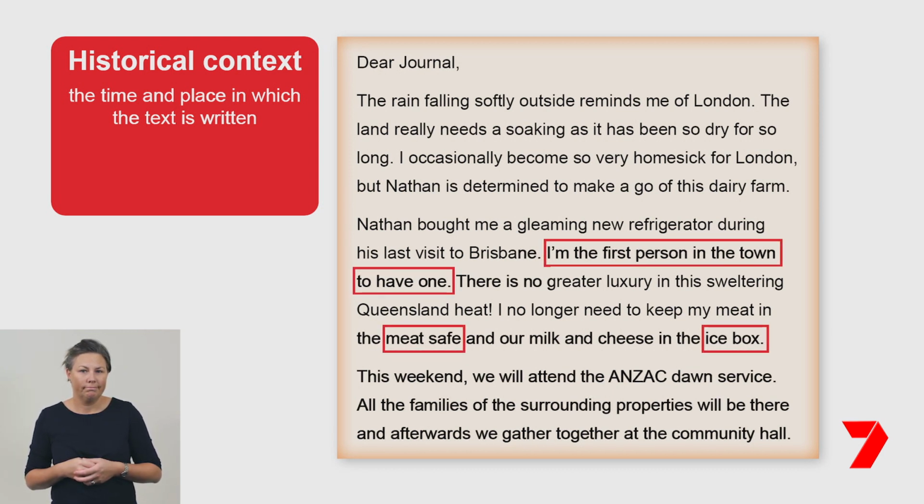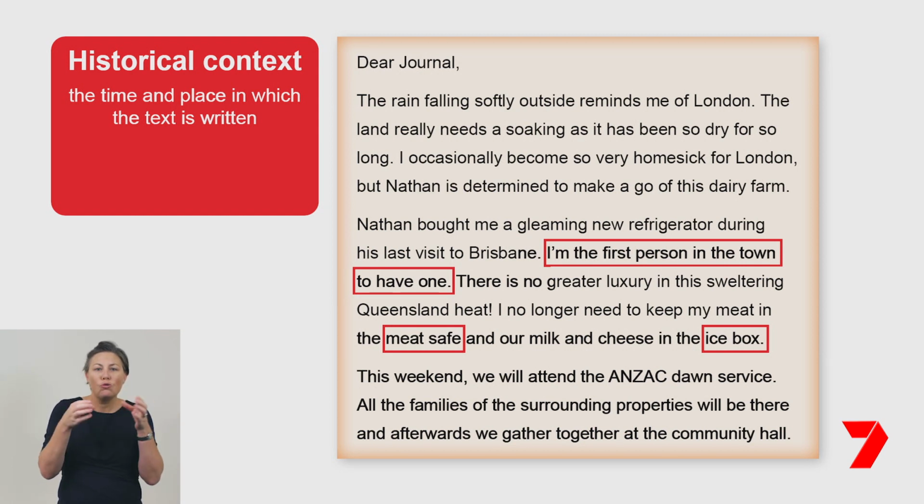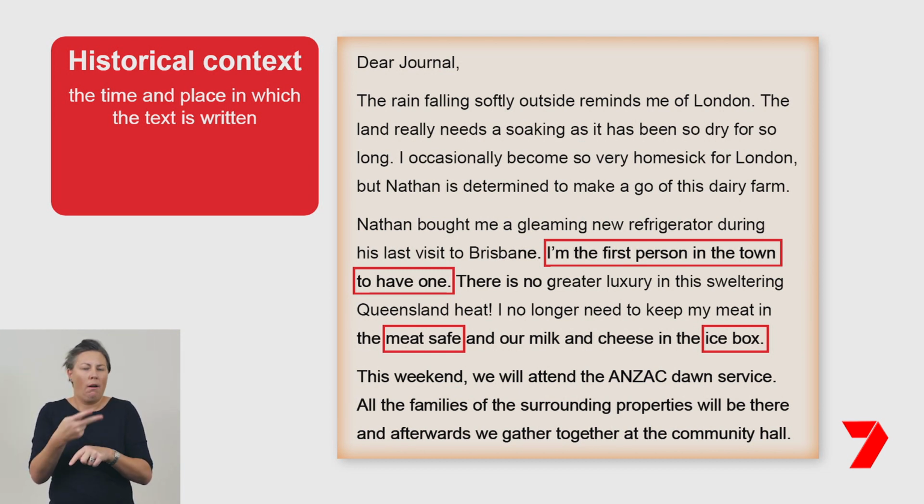That's right. There are a few examples in the second paragraph. The author writes, "I'm the first person in town to have a new refrigerator." There are also some vocabulary choices like the noun groups meat safe and icebox that show that this text was written in the past, most likely sometime between the 1920s and 1950s or 60s.